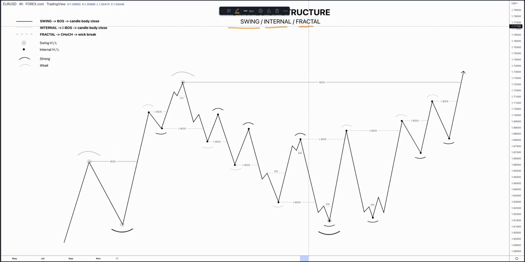So when the fractal structure changes trend, when you get those little changes of character, those CHoCHs, that just signals we're getting an internal pullback, okay? Once we get the internal structure changing trend, so we get an IBOS, that signals the swing pullback. So you see how it feeds itself in that direction, right? Fractal has to turn first, then the internal will turn, and then that will signal what the swing's doing, okay? But swing structure is king.